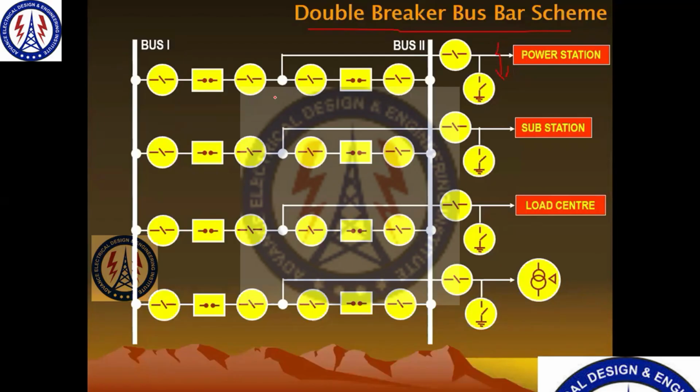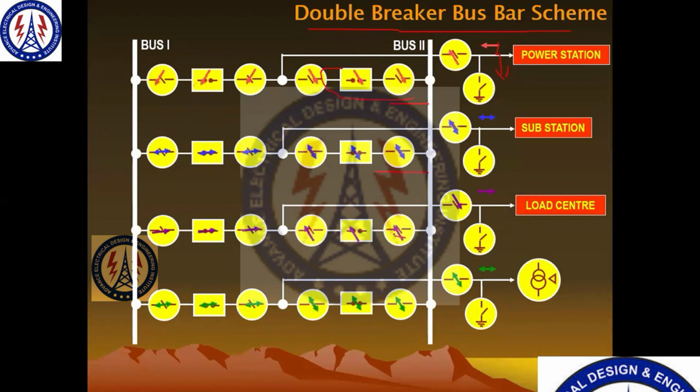Okay. So we are using two breakers per feeder. The same way here, if the fault occurs, then again you can take the power from the other side. Okay, then if a fault occurs on this bus, all will be interrupted, but you can take the power from the other bus.